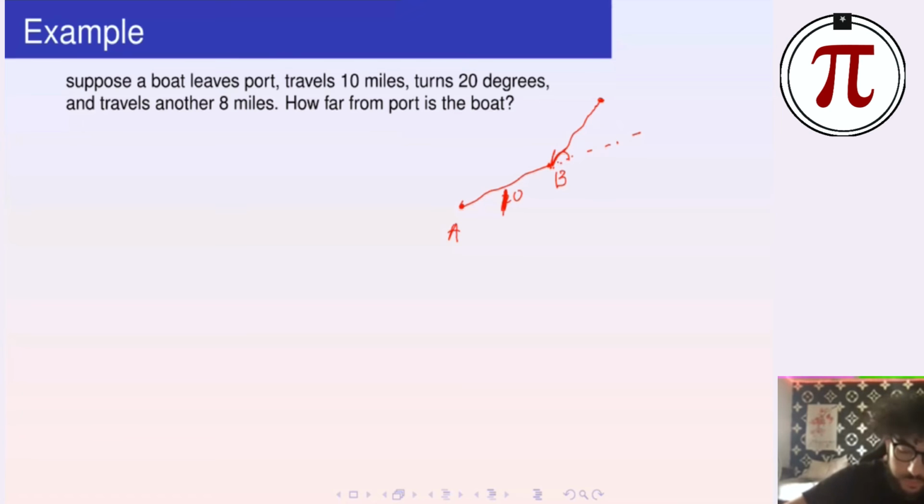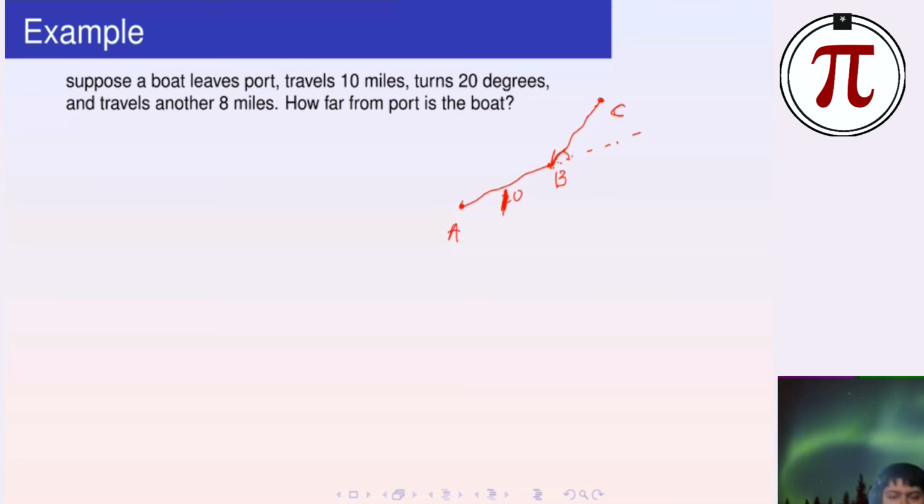Let's say somewhere here. How about that? So this point is 20 degrees. And then we want to find what? The distance AC, right? So that's basically what we want to find.